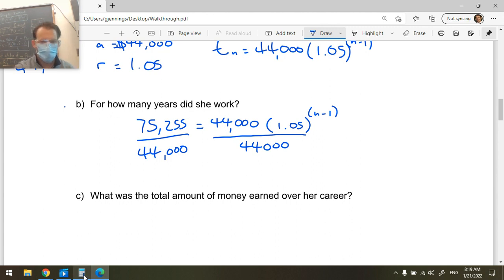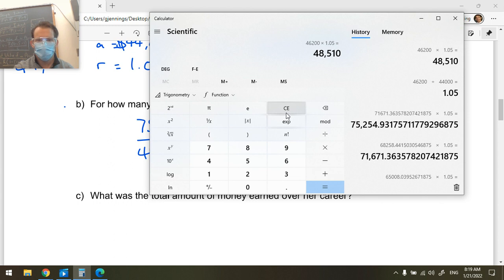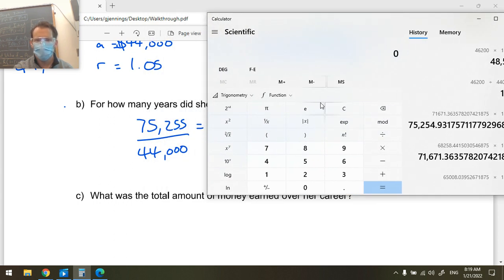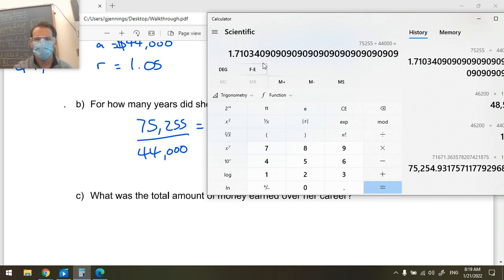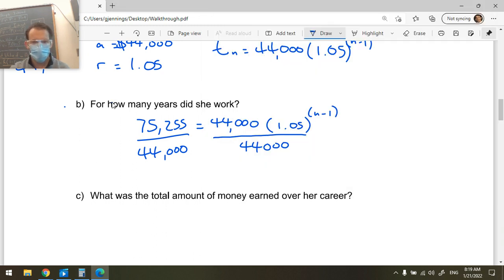So let's see it. If I have here clear, and I go 75,255 divided by 44,000, and that equals, well, right now she's making 71% more money, 1.71, than she did in the first year. She's almost doubled her income. So I'm going to write that down. 1.71 equals 1.05 raised to some power, n minus 1.